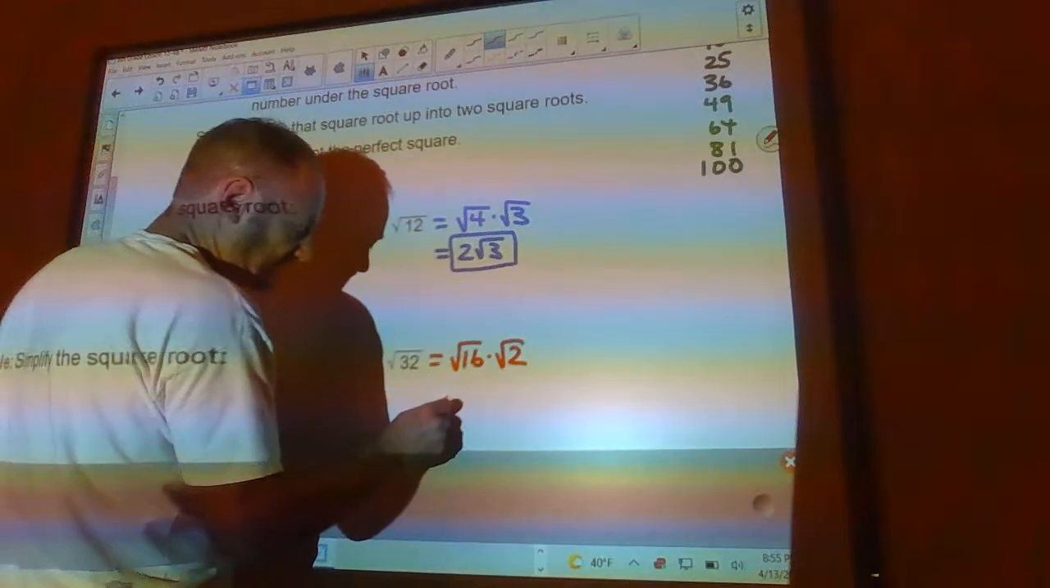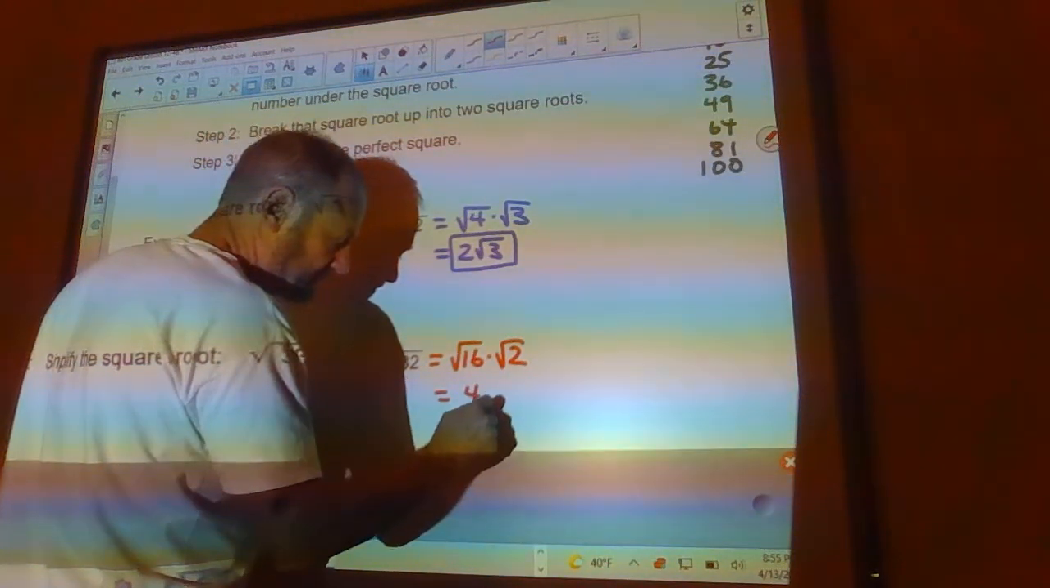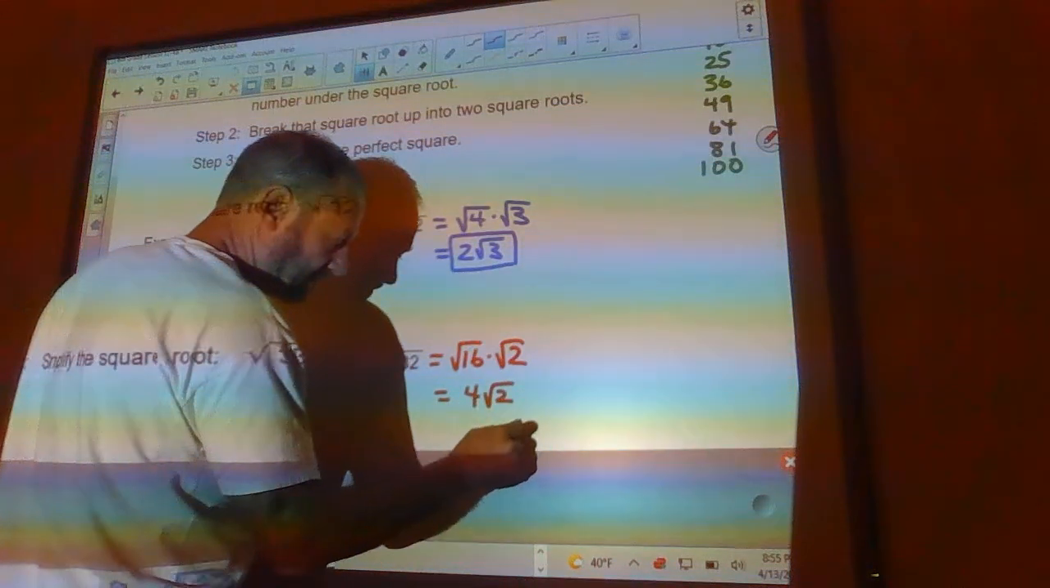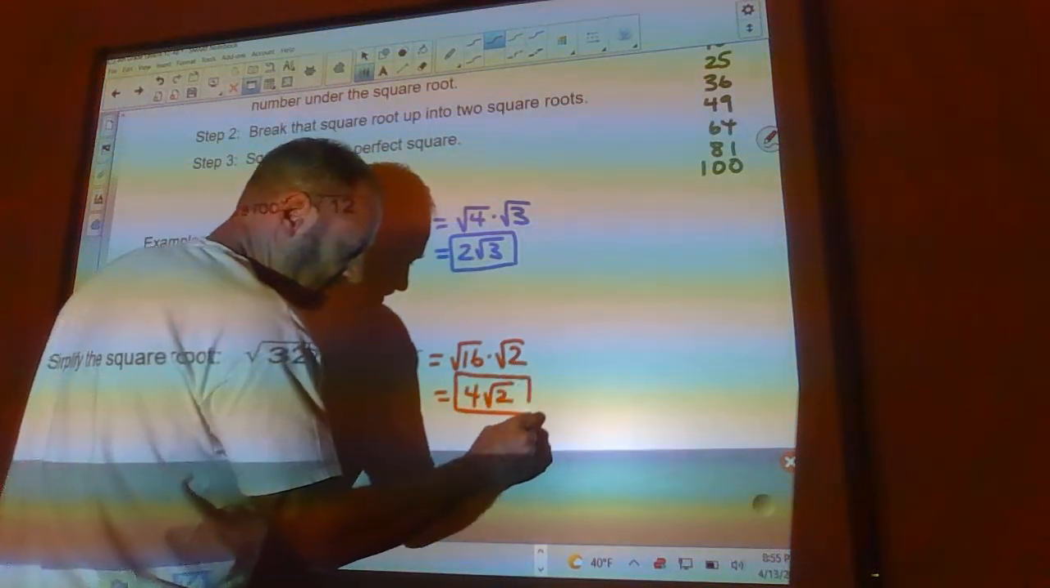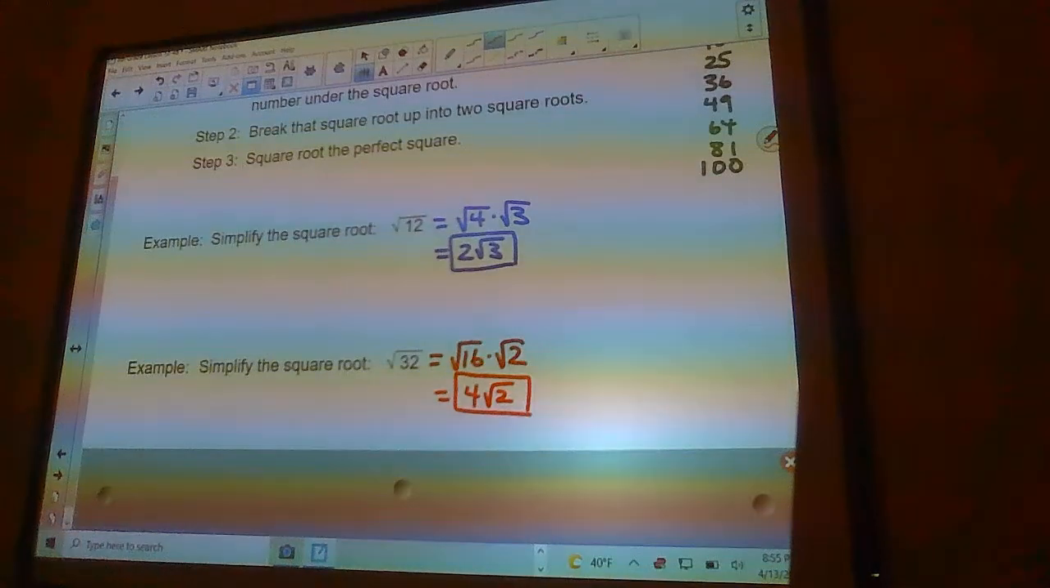All right, the square root of 16 is 4. Square root of 2, we're just going to leave it because I can't square root it. And there you go. That's your answer. 4 square root of 2 is the square root of 32.